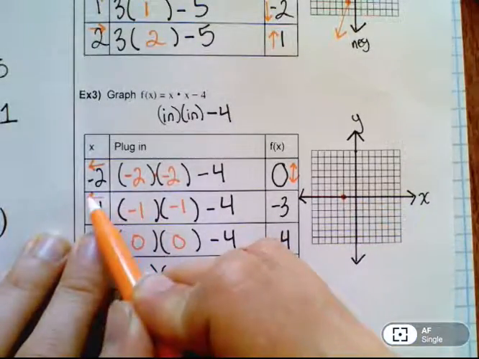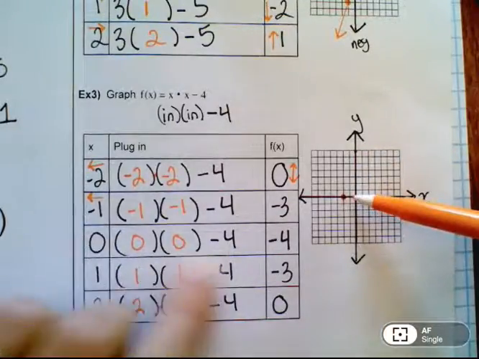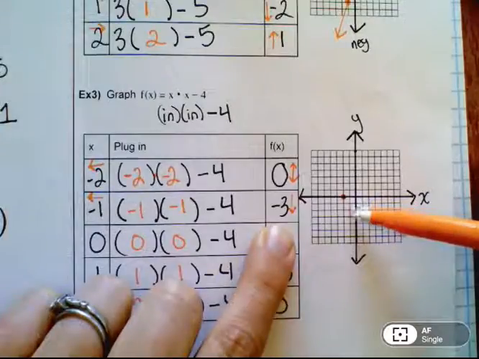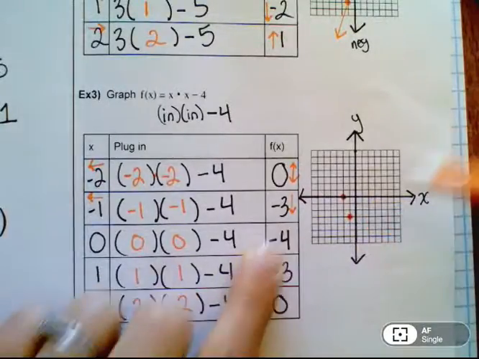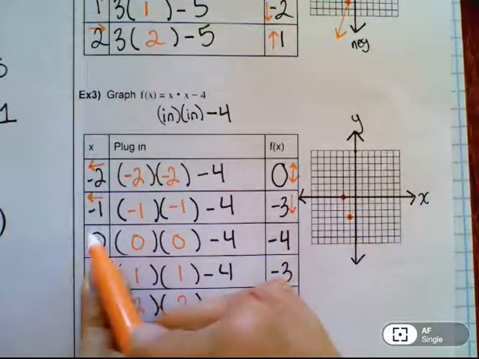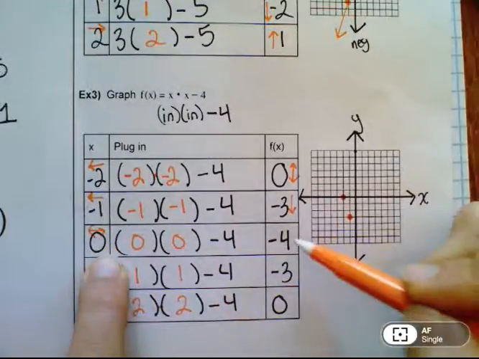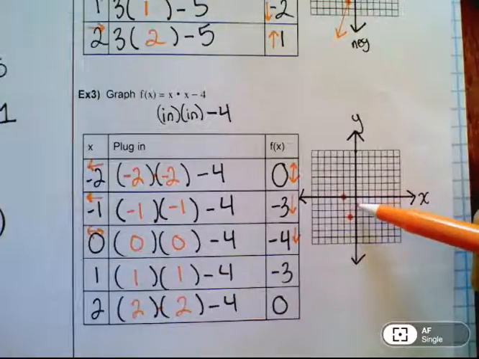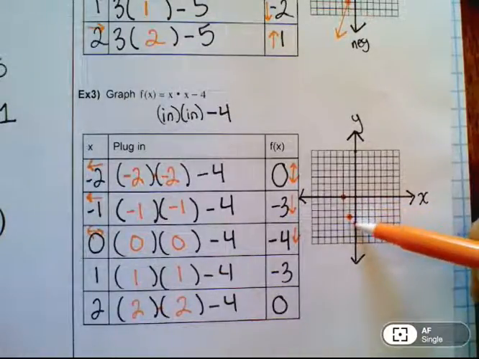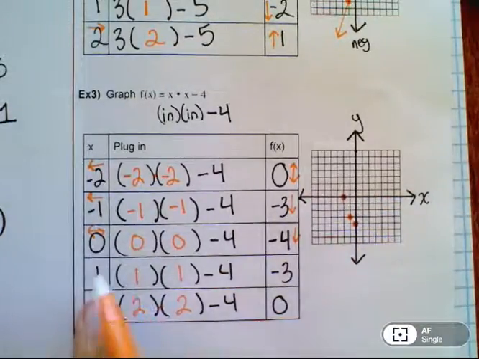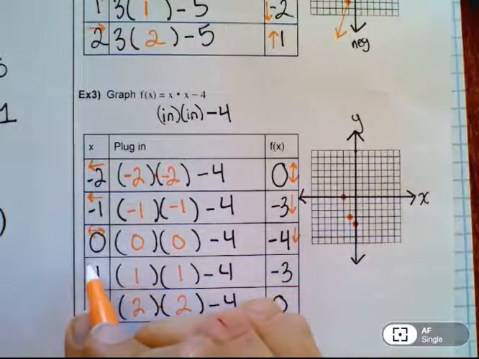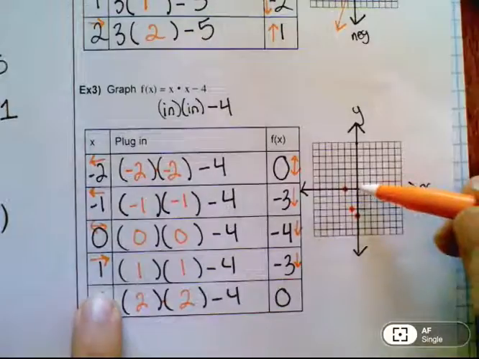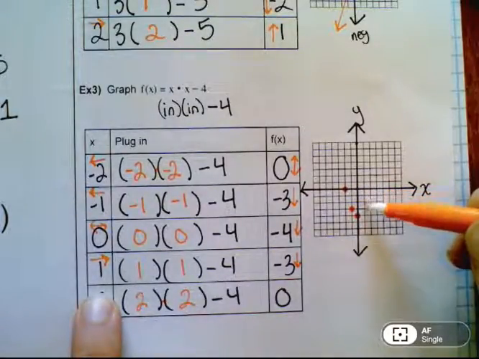Negative x means we're going to the left, so we're going to go left 1, down 3. Left 1, down 3. 0 means we'll go left and right 0, not going to move at all. And this is negative, so we'll go down 4. 1, 2, 3, 4. Okay. This is positive 1, so we're moving to the right 1. Negative, so down 3. Right 1, down 3.